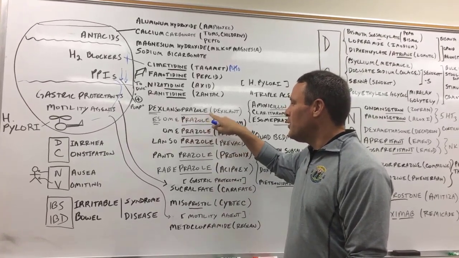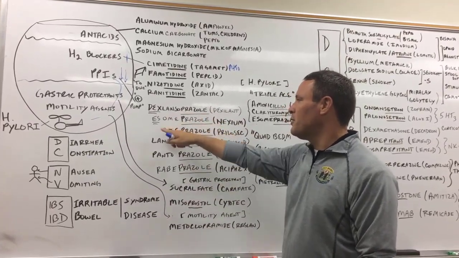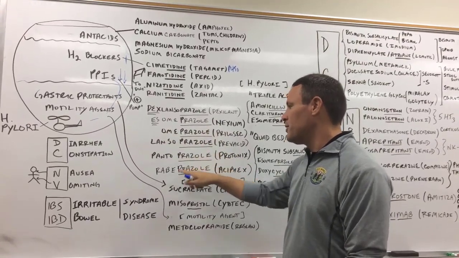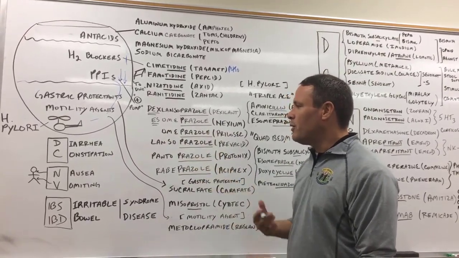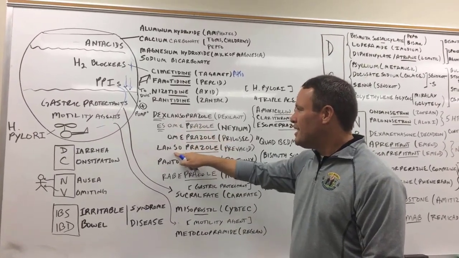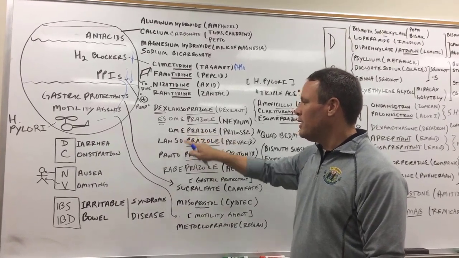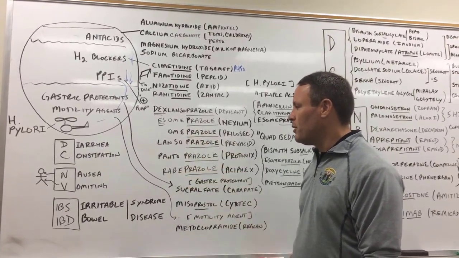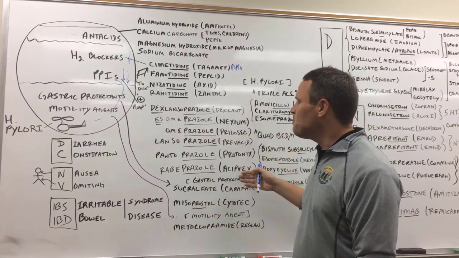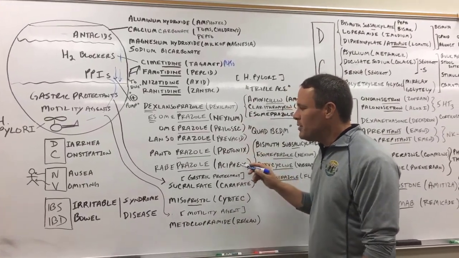So prazole, and then we have 6 of these, and I just put them alphabetically: dexlansoprazole, esomeprazole, omeprazole, lansoprazole, pantoprazole, and rabeprazole. And you say, how do you remember all of that? Well, lansoprazole and dexlansoprazole are related, esomeprazole and omeprazole are related, and then pantoprazole and rabeprazole are just 2 that we add on there. So again, look to the other videos for the mnemonics for these brand names.